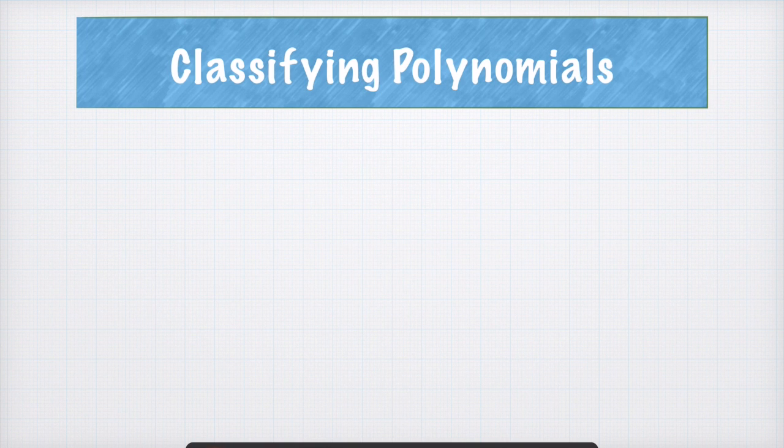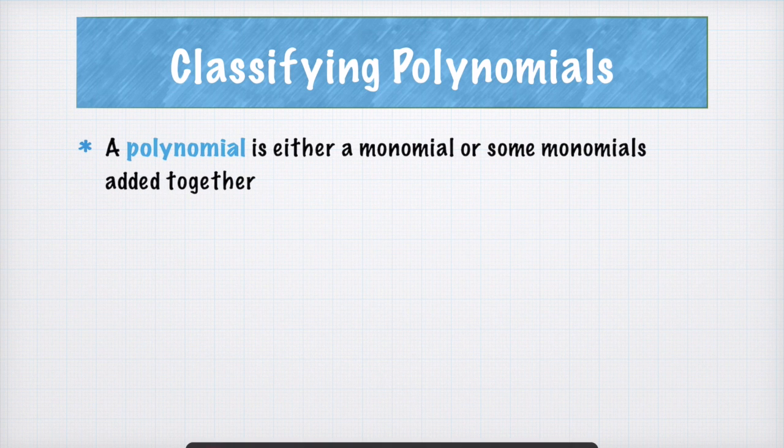Now we're going to classify our polynomials. So basically we're going to go through and name them. We're not going to name them fun names like John or Jacob or, I don't know, Jingleheimer Schmidt. Instead, we're going to name them different things. So a polynomial is either a monomial or some monomials added together. Now remember, when we're talking about monomials, we notice the fact that it has mono, meaning one, nomial, meaning name. Here we have poly, meaning many, nomial, meaning names. So we have many terms added together.